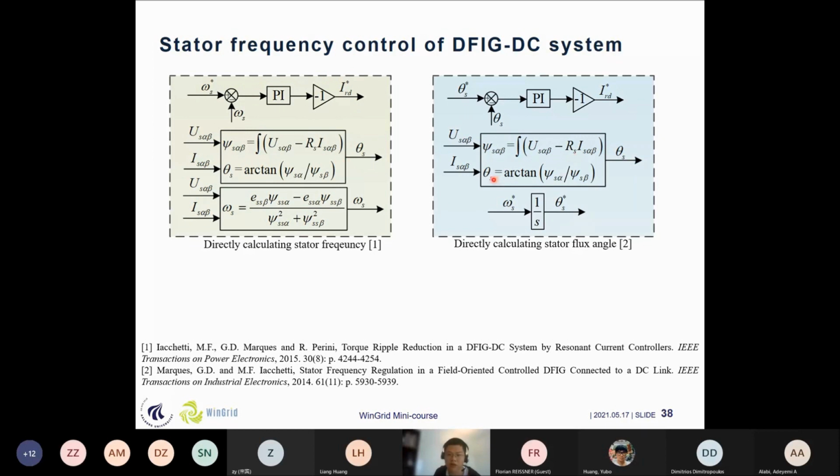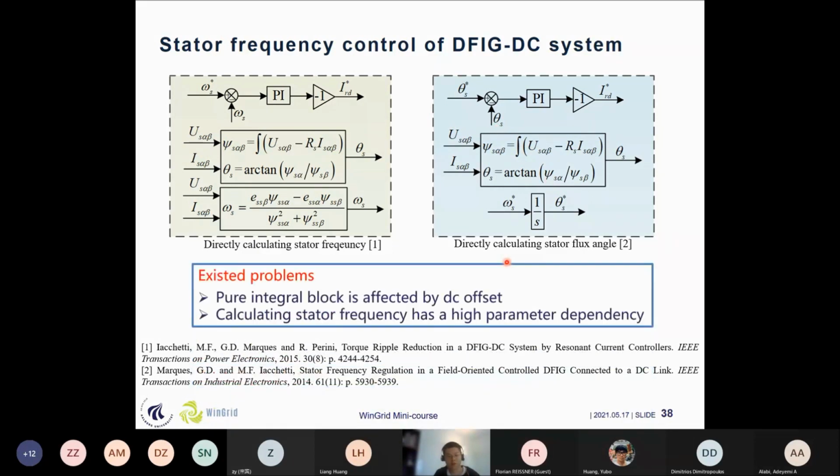We can also control the stator frequency indirectly by controlling the angle, since the integral of the stator frequency is the angle. If we can control the angle to the reference value, we have also controlled the stator frequency. But the problem with these two methods is that if we use the stator voltage model, we can't avoid using the pure integral block. In real applications, the pure integral block is affected by the DC offset. You can't avoid the DC sampling offset in real applications, so this is a big problem with this method.